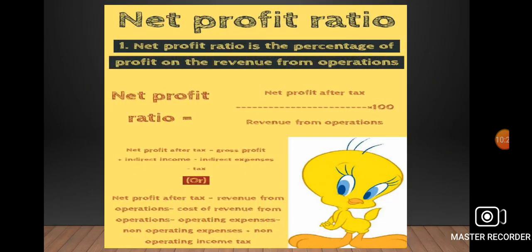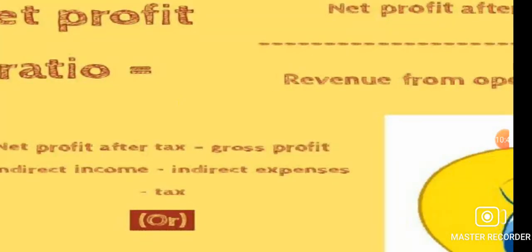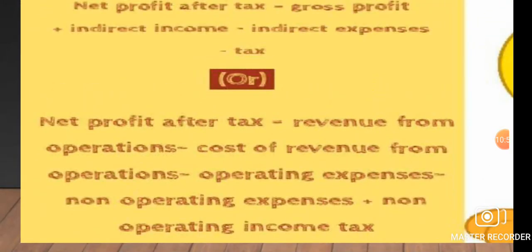The net profit ratio. Net profit ratio is the percentage of profit on the revenue from operation. Net profit ratio equals net profit after tax divided by revenue from operation into 100. So net profit after tax is gross profit plus indirect income minus indirect expenses minus tax, or revenue from operations minus cost of revenue from operations minus operating expenses minus non-operating expenses plus non-operating income minus tax.